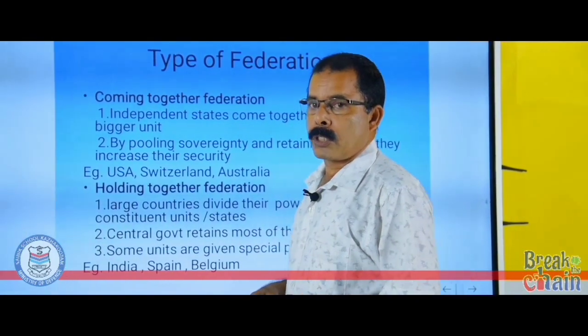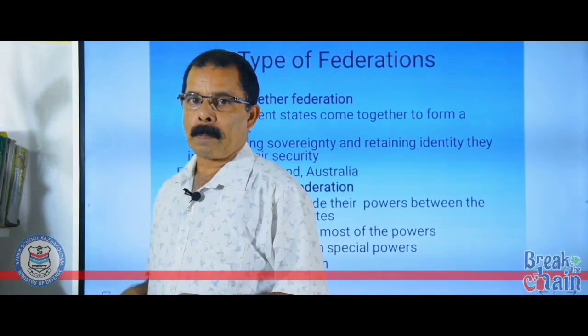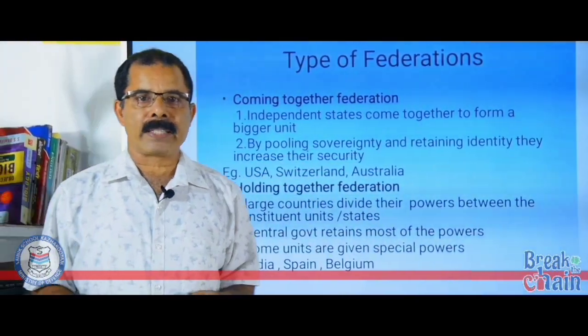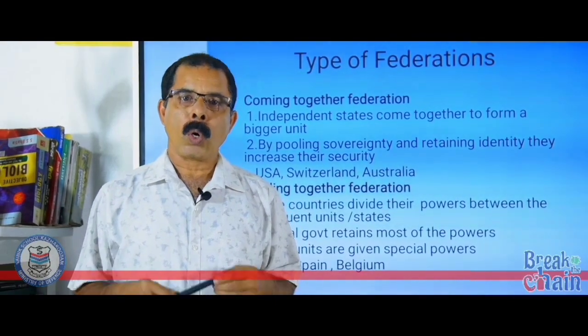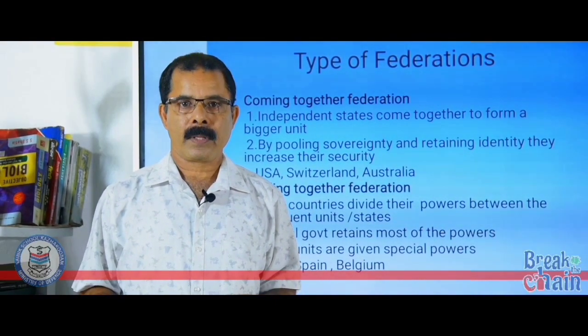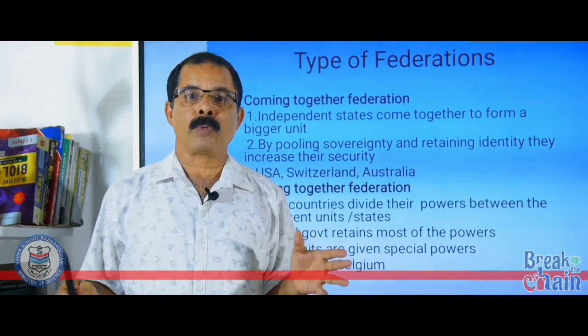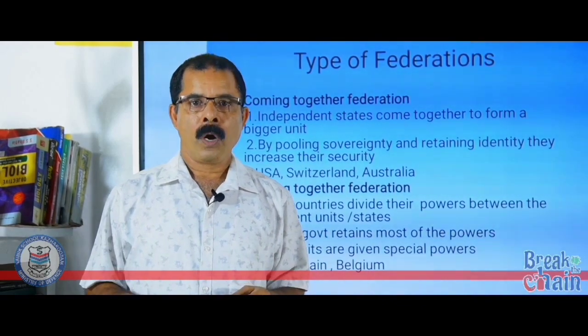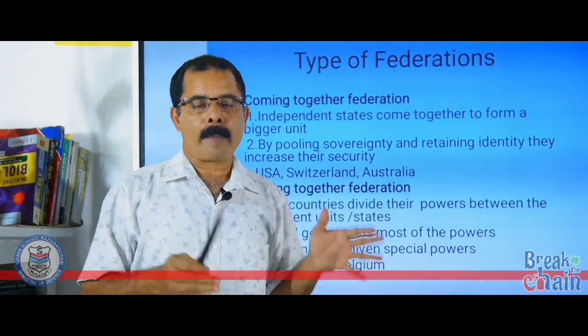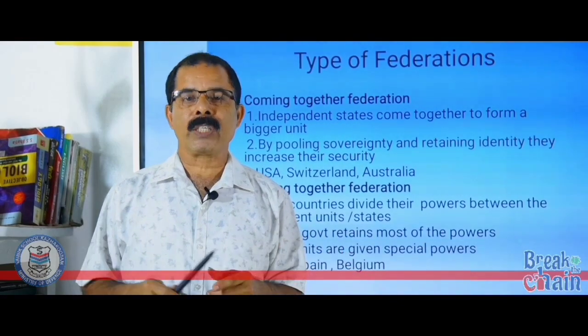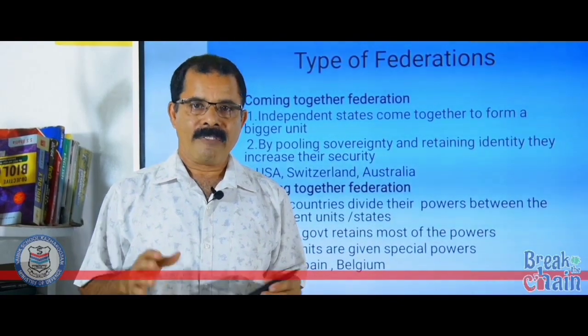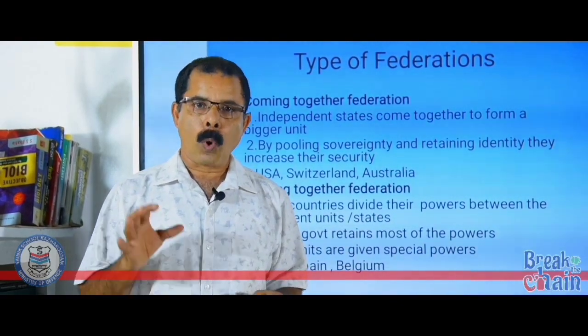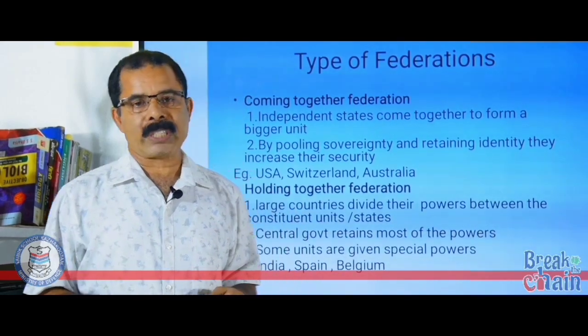Next is the type of federations. There are two types of federations. Number one, coming together federation, and number two, holding together federation. Now, what is the difference between these two? What are the examples of coming together federation and holding together federation? First, let us understand what is meant by coming together federation.